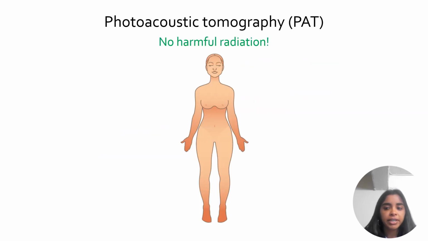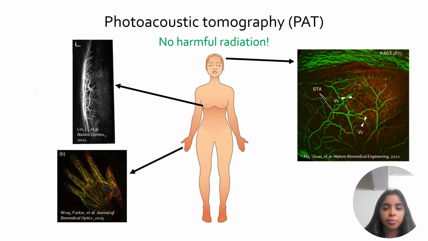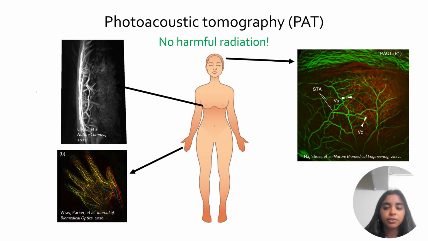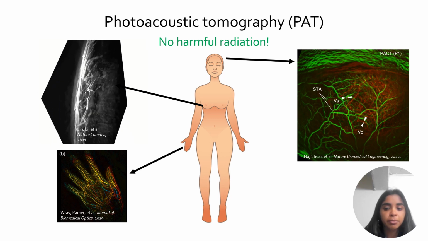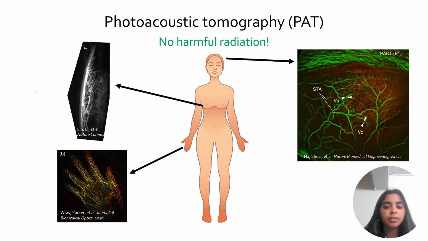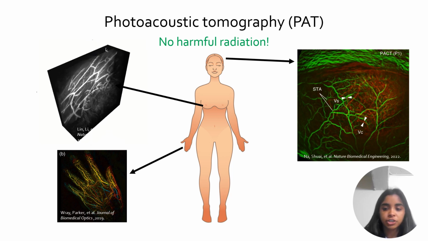A main benefit of PAT is it does not involve harmful radiation. It has successfully been used to image the brain, the hand, and also the human breast. Because of the interaction between hemoglobin and light, blood vessels tend to be especially prominent in PAT images. These blood vessel features can be useful for diagnostic purposes, including tumor detection.